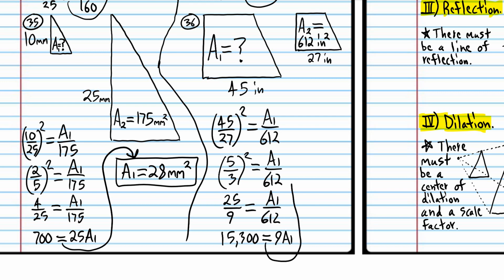So we need an arrow. 15,300, divide both sides by 9, and we get 1,700. So A1 is equal to 1,700 square inches. So if you got that answer, good job.